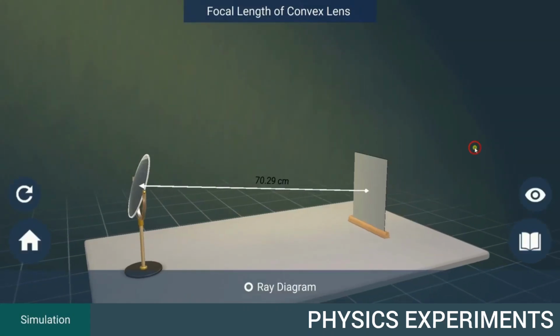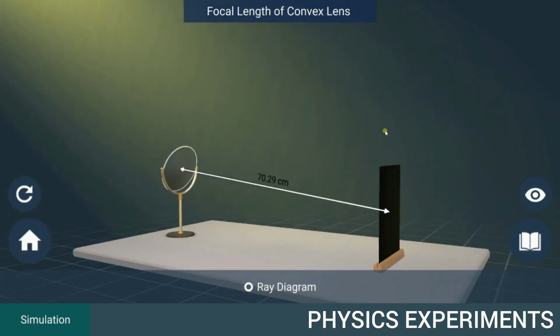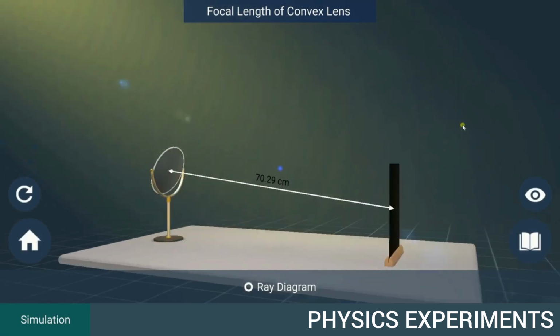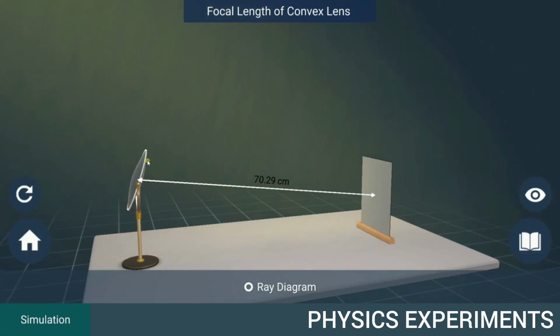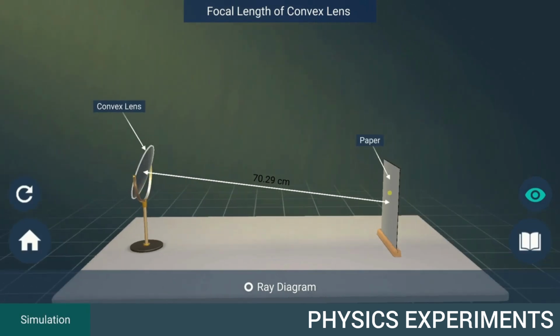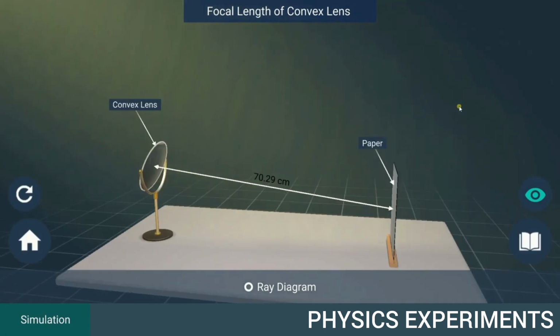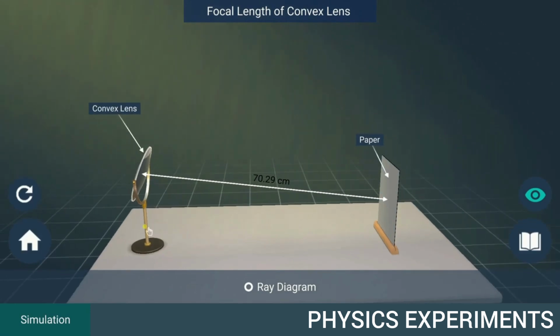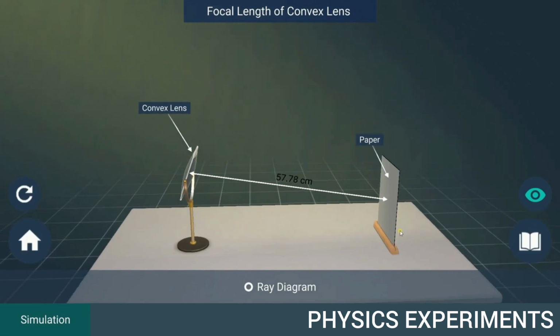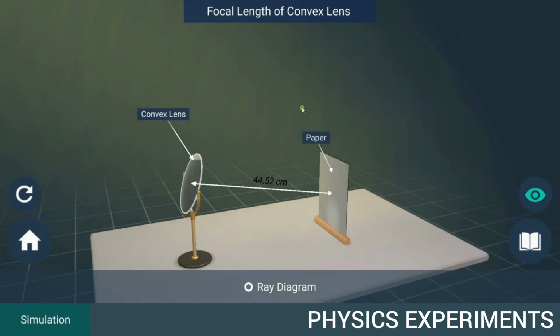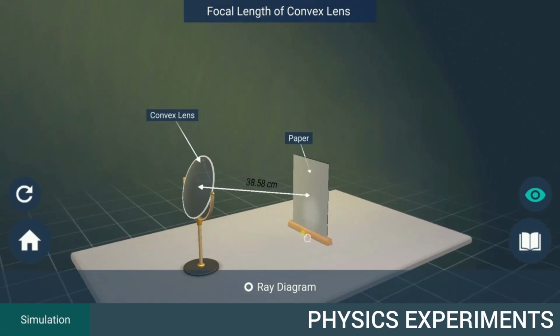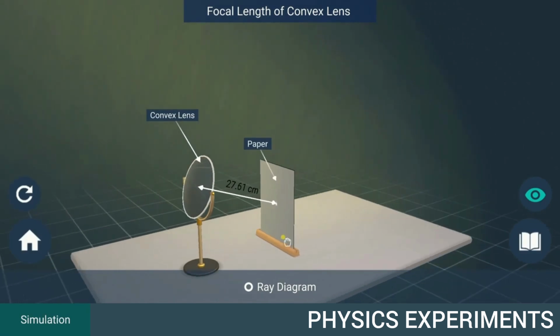Let us study one of the methods to find the focal length of a convex lens. We have taken a convex lens and a sheet of paper on the table with the sun out in the sky. Adjust the position of the sheet of paper such that a bright, sharp spot of light is formed on the paper, and then hold in this position for a few minutes.